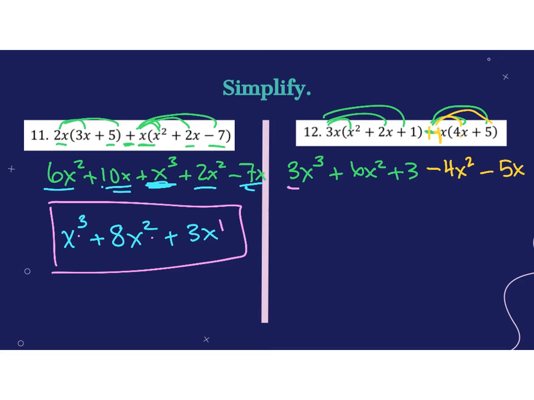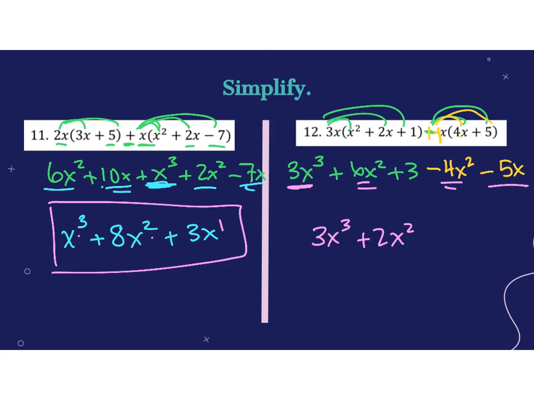My largest power is the power of 3, so I'm going to write 3x to the third in the front. There's no other powers of 3 to combine with it, so I can leave that out front by itself. Then I'm going to put my squared terms together. I have 6 minus 4, which is 2x squared. Then I have a negative 5x that's by itself.